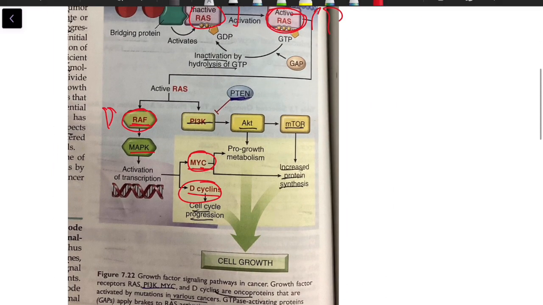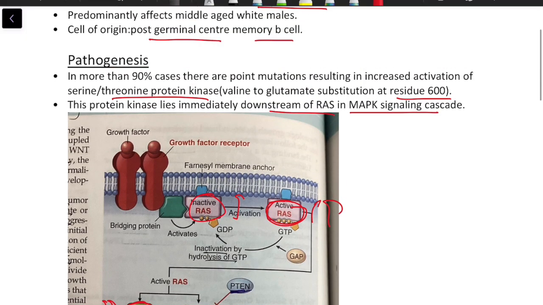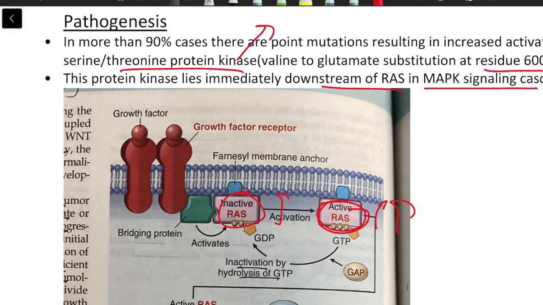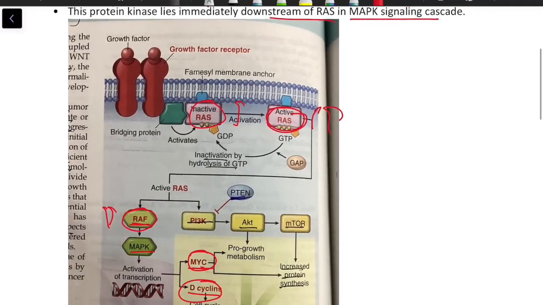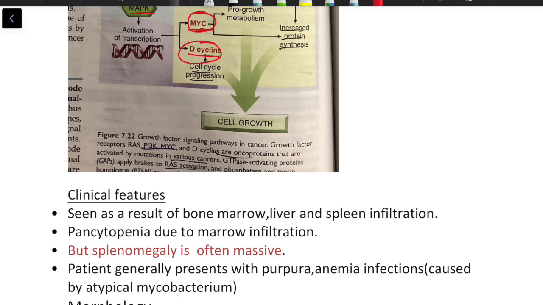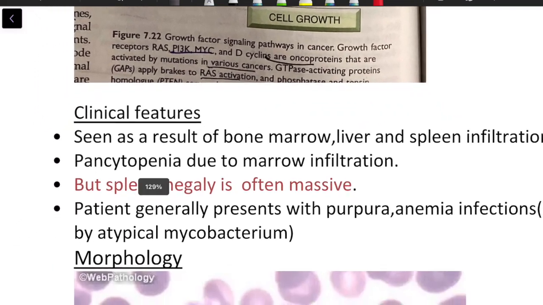So due to this mutation, this serine threonine protein kinase remains constitutively activated, or it is activated all the time without any stimulus. It does not require the stimulus of the growth factor. Due to this mutation, the protein behaves like this. So that is why these cells become leukemic, and they continuously multiply, rapidly produce proteins, and have a pro-growth kind of metabolism all the time, and that is why you see all those symptoms.